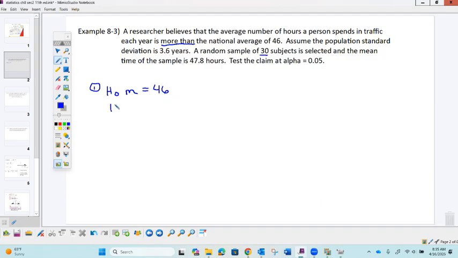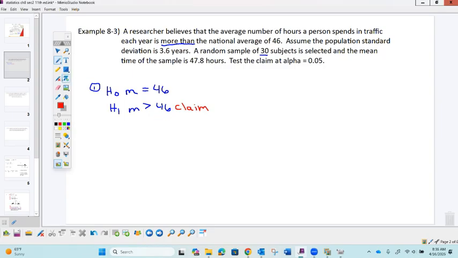And then we're going to say H sub 1, put our mu. If they said more than, they mean greater than. So we're going to say mu is greater than 46. Remember, you have 3 choices for that. It can be less than, greater than, or it can be a not equal to if they use the word differs. In this case, they claimed that it was more. So they are claiming the alternative hypothesis.